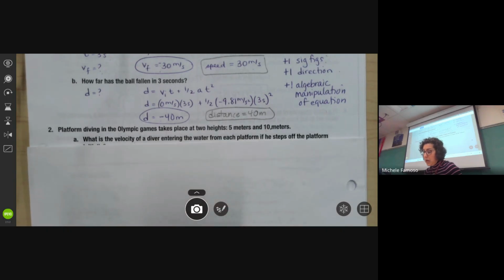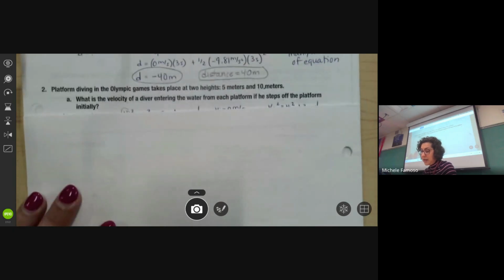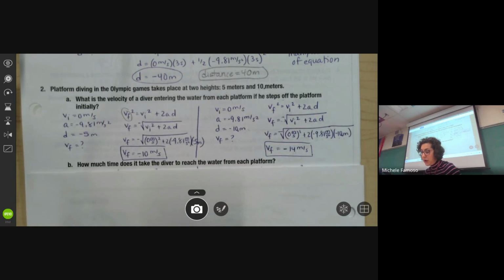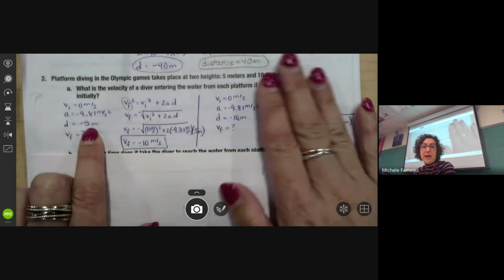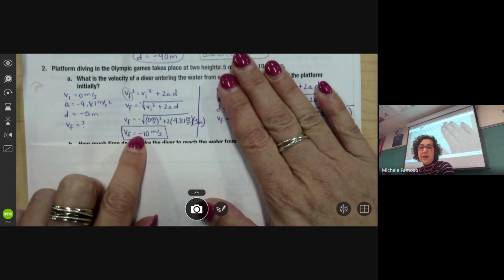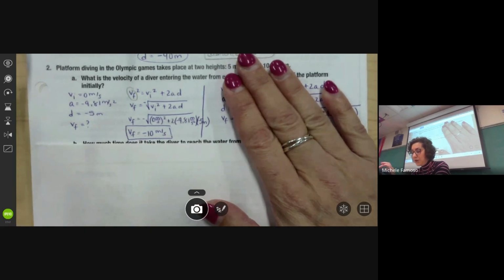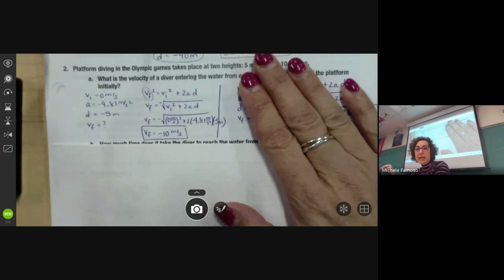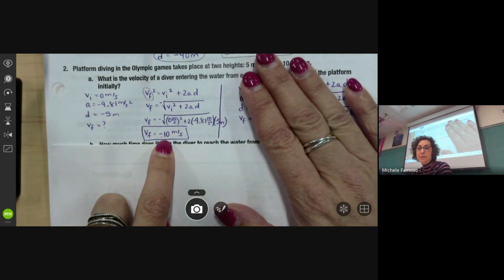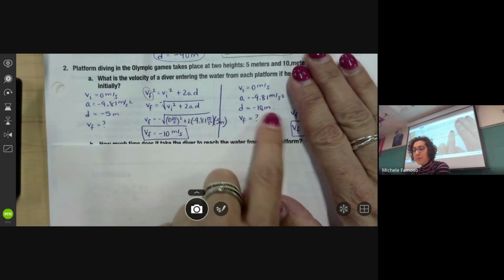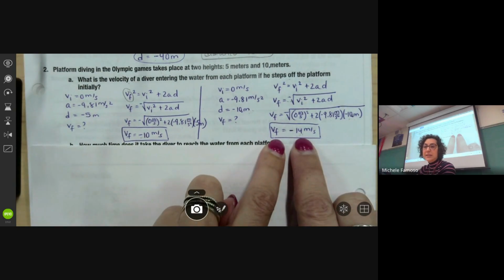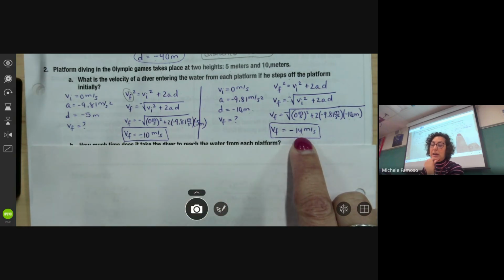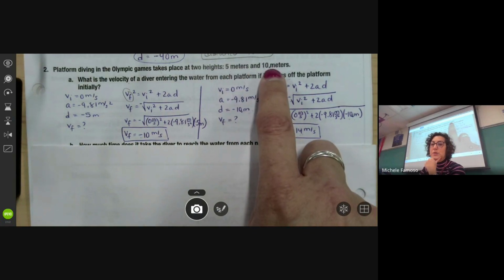Number 2, part A, what is the velocity of a diver entering the water from each platform if he steps off the platform initially? Okay, so if I do this off the 5-meter platform, then their velocity when they enter the water is negative 10 meters per second. If they are falling off the 10-meter platform, then their velocity would be negative 14 meters per second. I'm doing this with 2 sig figs only because that went to the ones place, so I'm assuming that must have also gone to the ones place with 2 sig figs.